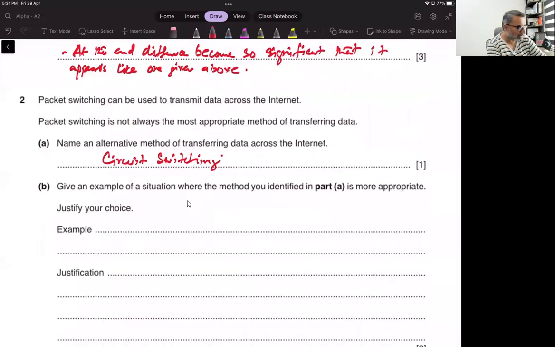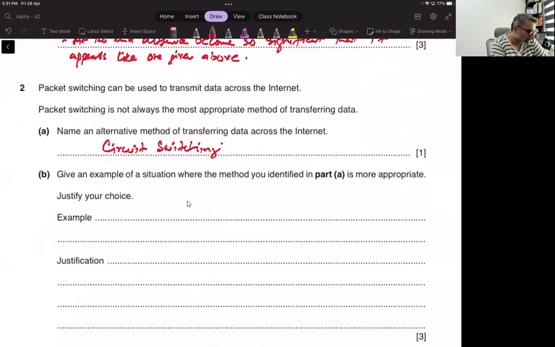Give an example of a situation where the method you identified in part A is more appropriate.